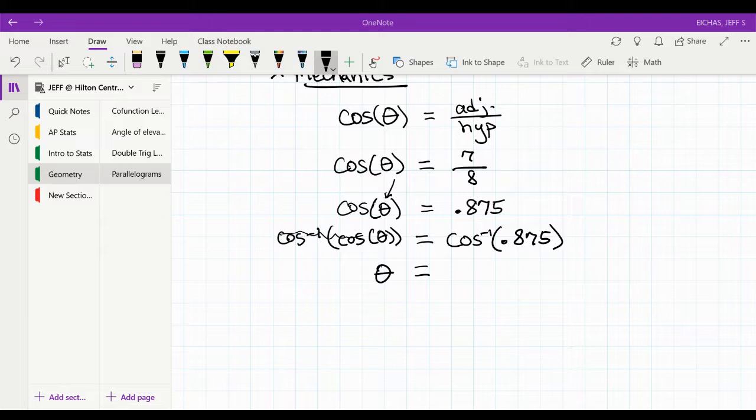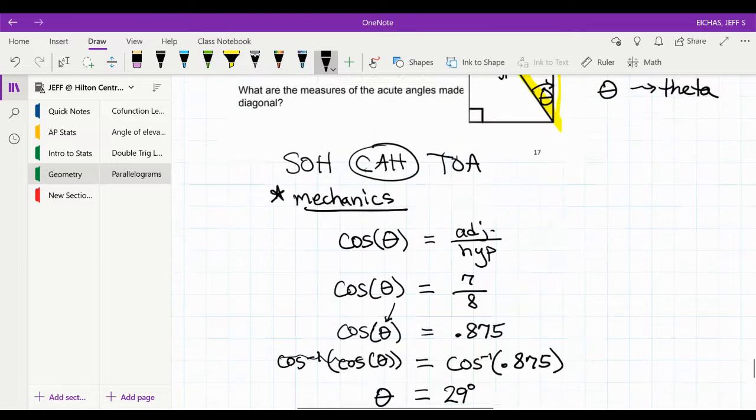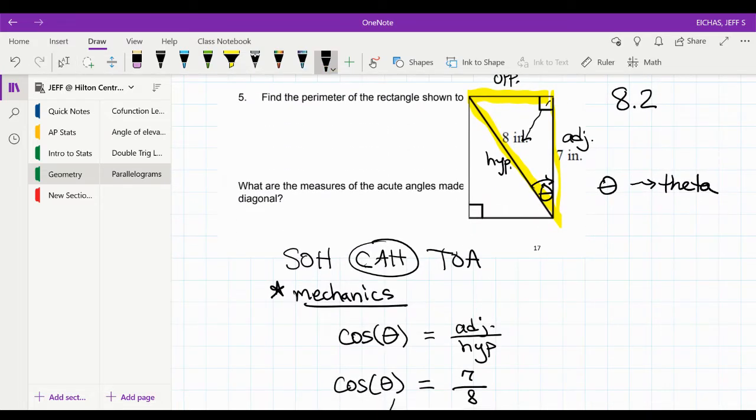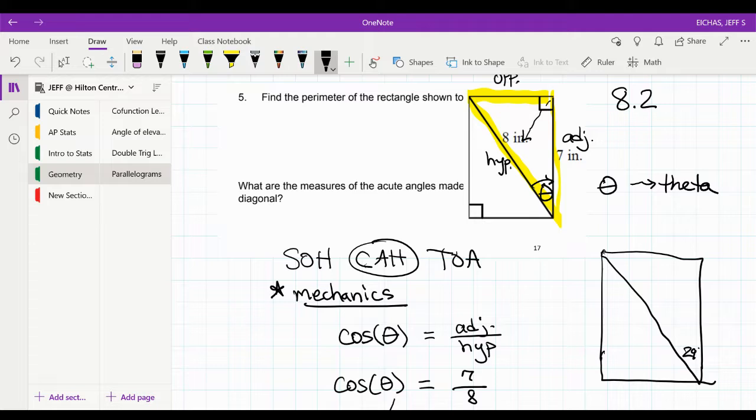That angle is 28.955. So I'm going to assume they wanted the nearest degree, and that's theta. All right, now going back up here, okay, so there's a couple of acute angles formed. If this one's 29, then that one is 90 minus 29, which is 61. This one's 61, this one's 29, and that one's 90. Just to be thorough, we're going to fill in all the angles. All right, there it is.